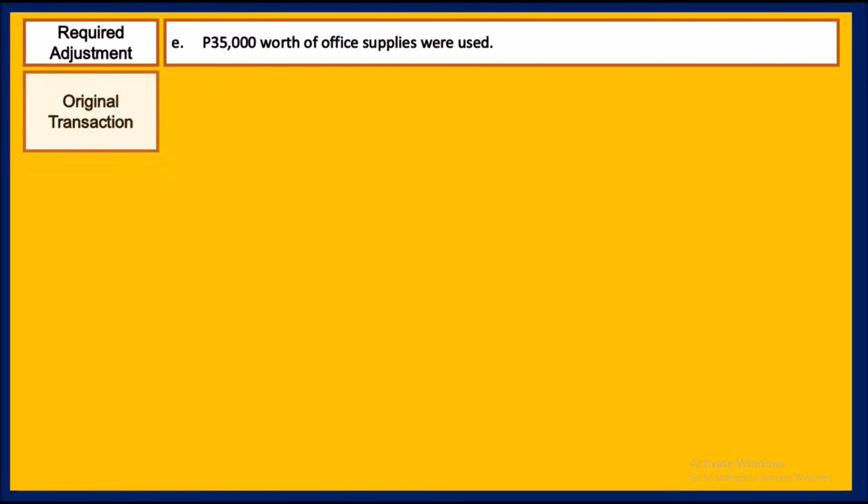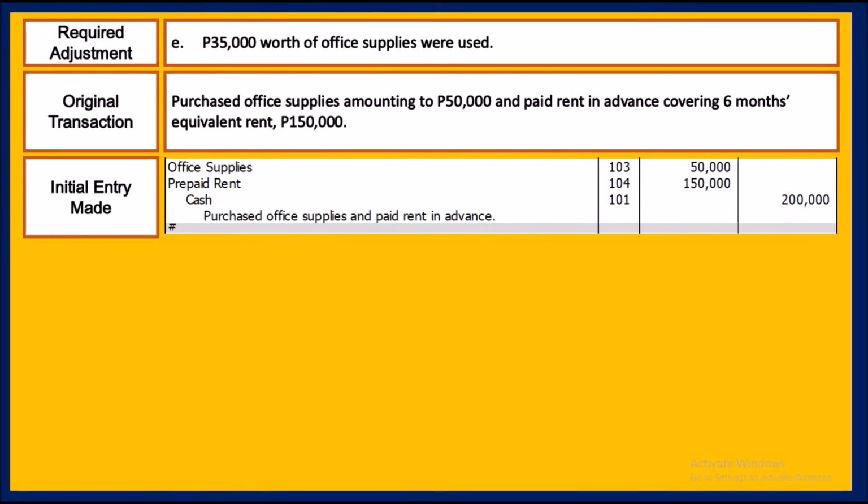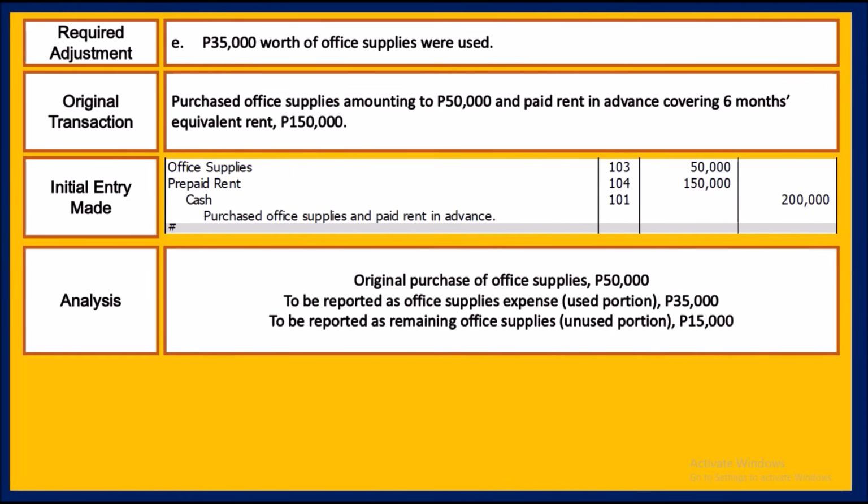Okay, let's continue. For adjustment letter E, 35,000 pesos worth of office supplies were used. Saan po ba galing yung transaction na yan? So, meron tayong binili na office supplies na 50,000, tapos nagbayad din tayo in advance ng rent na 150,000. Okay, so our entry that time, debit office supplies of 50,000, debit prepaid rent of 150,000, paying cash of 200,000. Okay, so our analysis on that would be, yung atin pong office supplies na unang binili ay 50,000. Ang sabi sa atin, 35,000 daw po ang nagamit na. So, ang kailangan nating i-report as office supplies expense ay 35,000. And then the remaining asset portion ng ating office supplies ay 15,000 na lang.